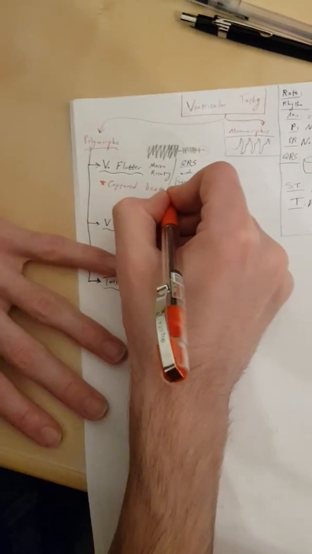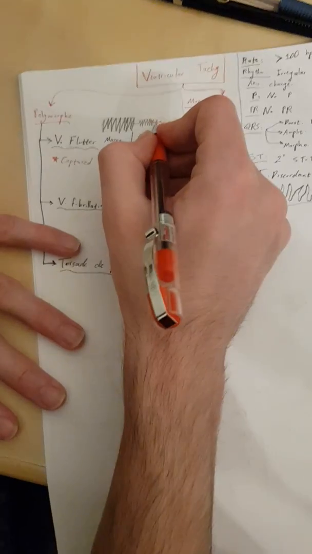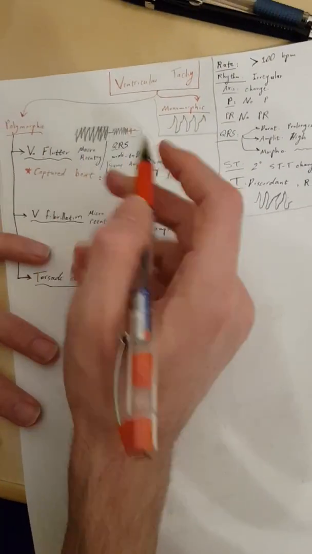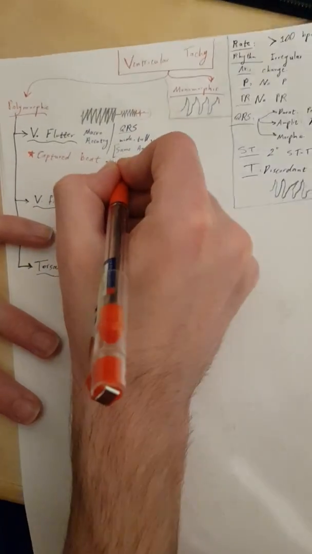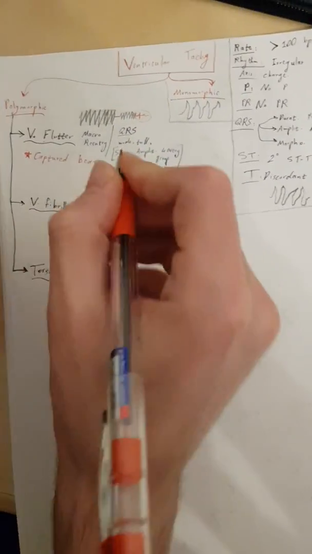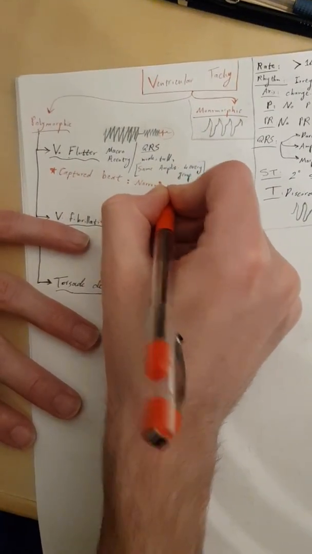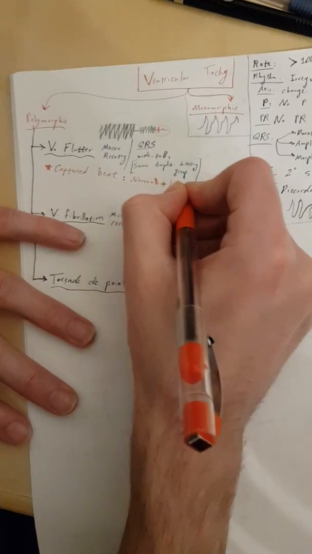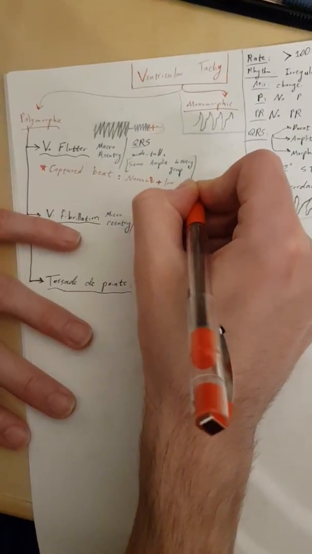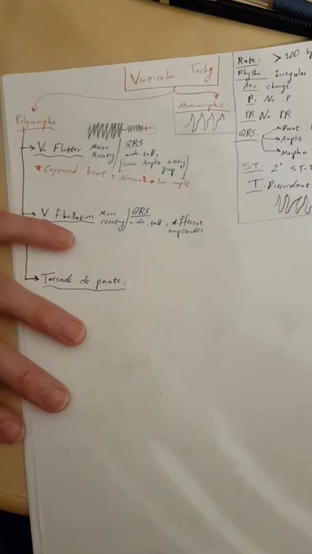Okay, so what is a captured beat? It's a normal beat. How does normal differ from the rest of these crazy ones? It means it's narrow, normal in duration, plus it has low amplitude, right? It's not like these ones. Low amplitude.